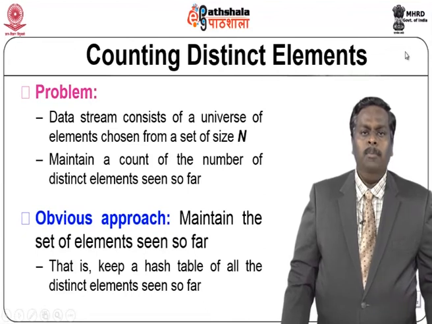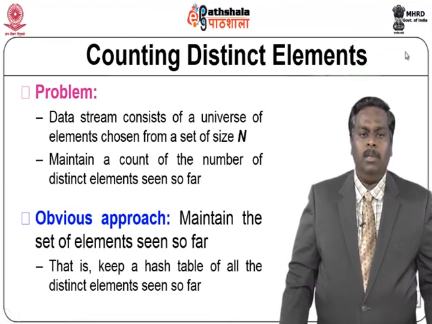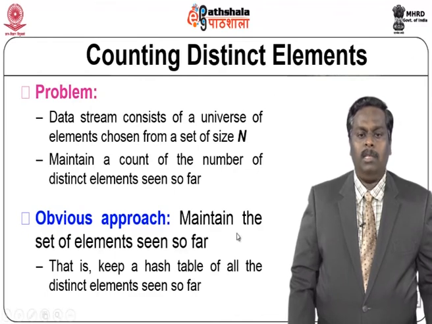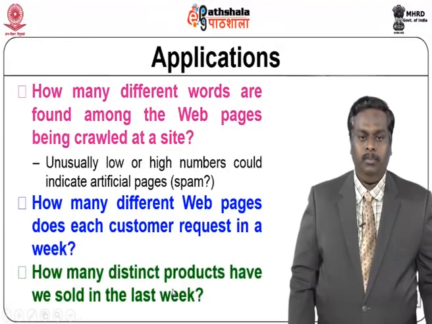One simple and obvious approach for solving this problem is to maintain a set of elements that has been seen so far and a corresponding count value, and this set of elements seen so far can be kept in a hash table based on the distinct elements seen so far.